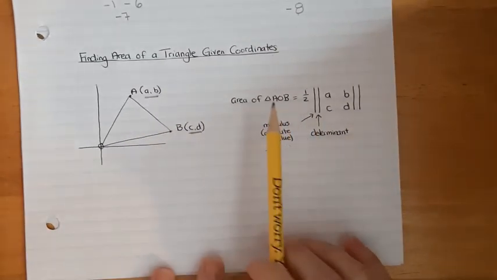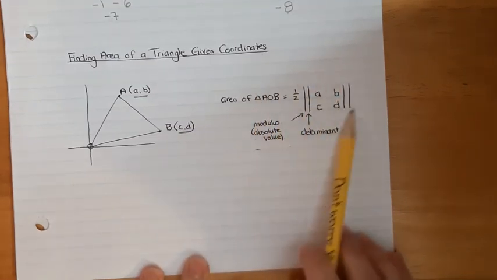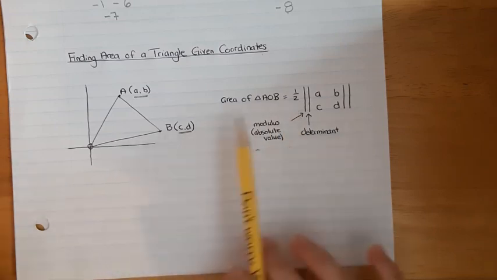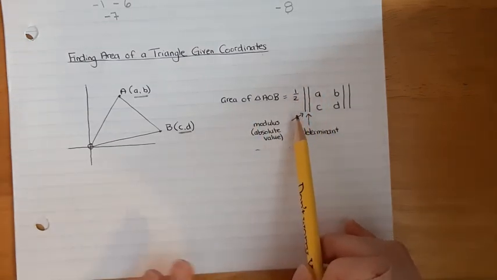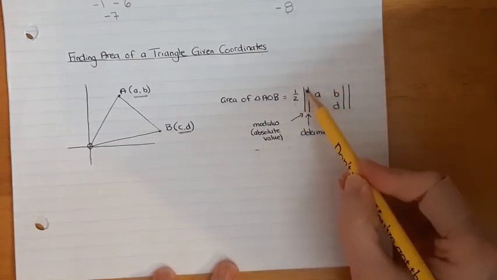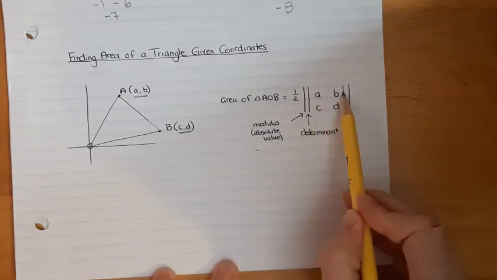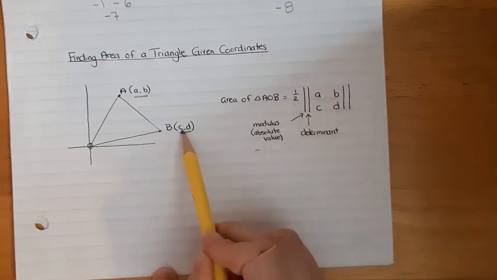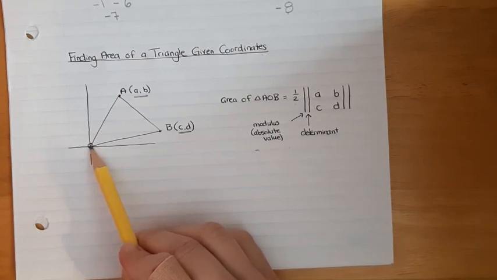So to find the area of a triangle, here's the formula using a matrix and coordinates. So it's 1/2. That should seem pretty familiar to you. And then we've got these 2 straight lines and then this matrix set up. So the numbers from the matrix come from the coordinates of the other 2 vertices. Remember, the 3rd vertex is your origin, so it's at 0, 0.